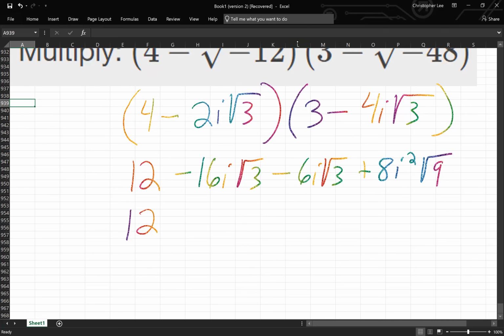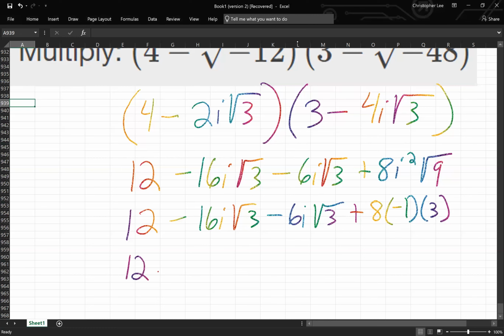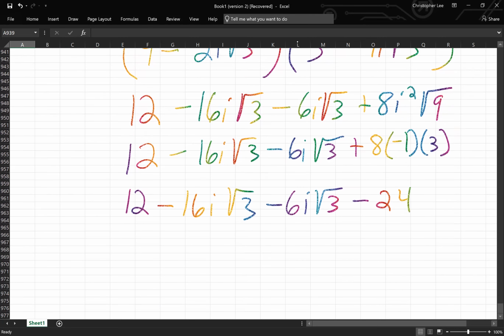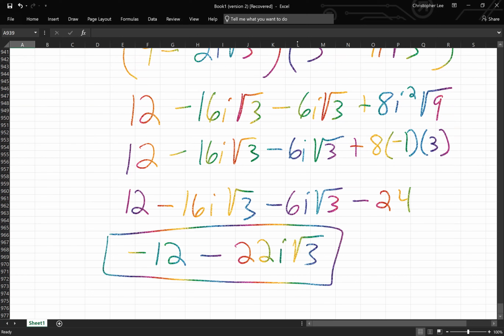12. Minus 16i square root 3 minus 6i square root 3 plus 8 times 3. Very good. Do the math on this. This is 12 minus 16i square root 3 minus 6i square root 3 plus, what's this, 24. Let's combine like terms. What do we have now? Negative 12 minus 22i square root 3. Am I right about that? All right, and that's our answer.